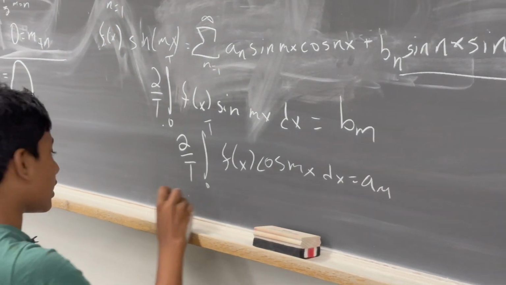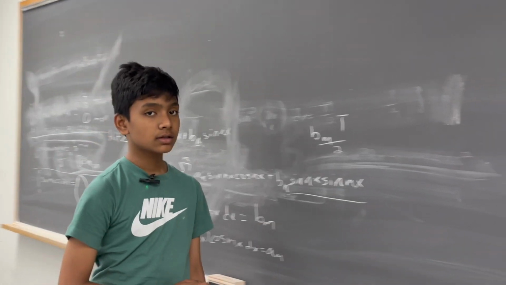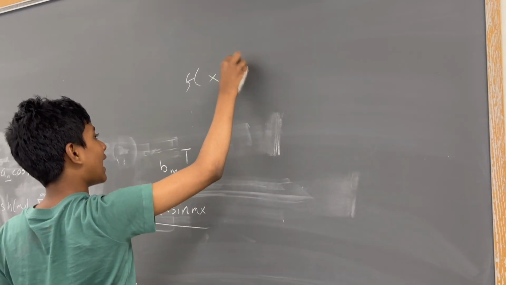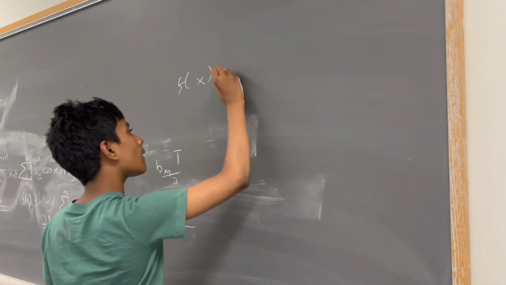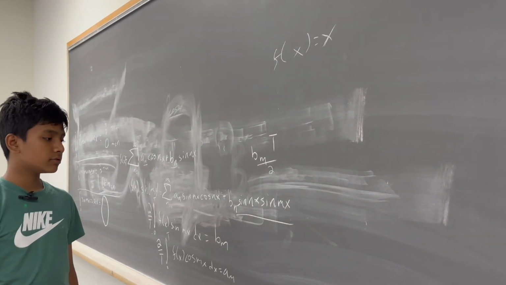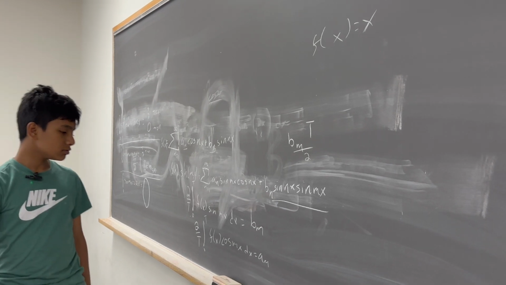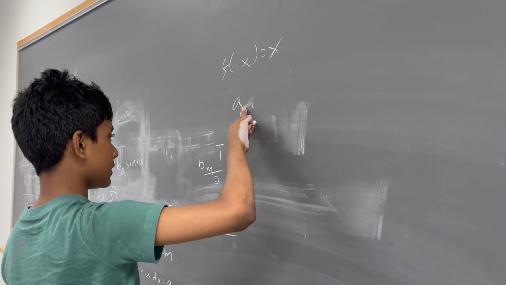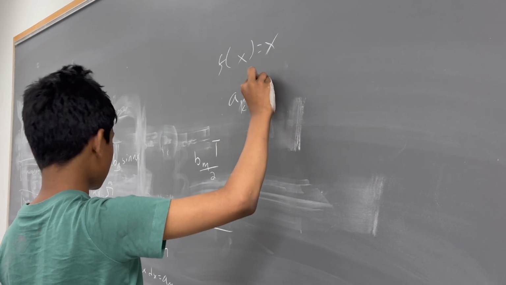So now, let's try doing an example with this. So let f of x equal x. It's literally the simplest you can have besides a constant function. Let's transform this into a Fourier series. So, what's a_m going to be? Well, if we can make it a_k now, that's nicer.